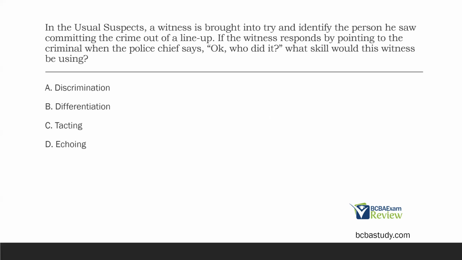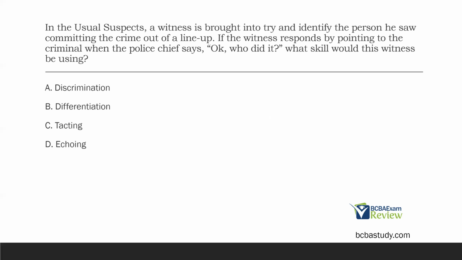What about tacting? Is he labeling? Yes, in a way, he's labeling the criminal. But what evoked the label? The verbal SD of, okay, who did it? So it's actually an intraverbal. A tact is evoked by a nonverbal SD.